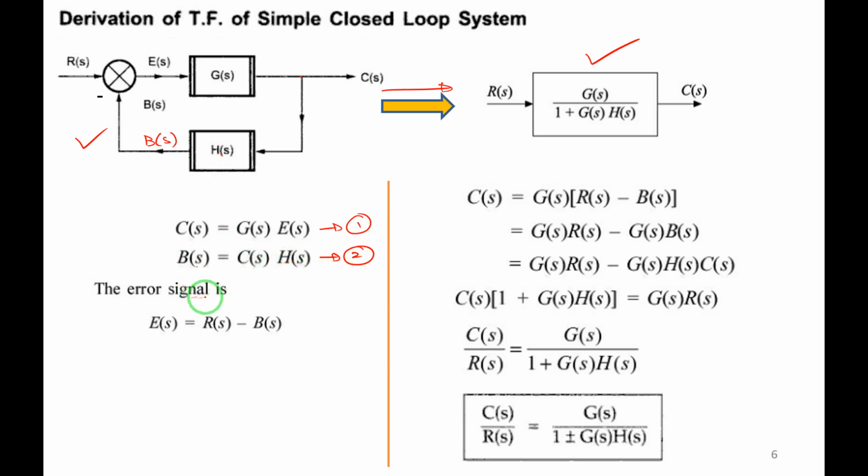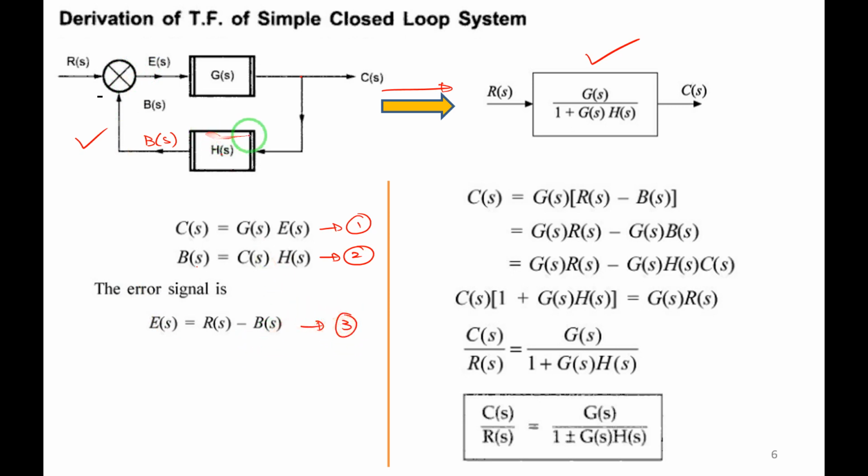Next, the error signal. We are coming from the output like this: first we take C of S, then B of S, then E of S. For C of S we have written the equation and called it equation 1. For B of S we have written the equation and called it equation 2. And next we will see E of S. What is E of S? R of S minus B of S. Call this equation 3.